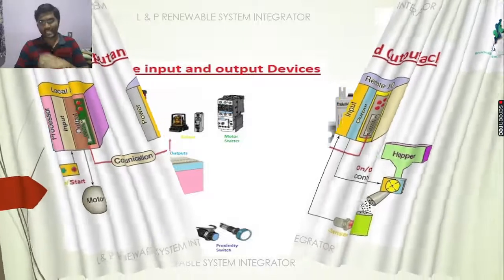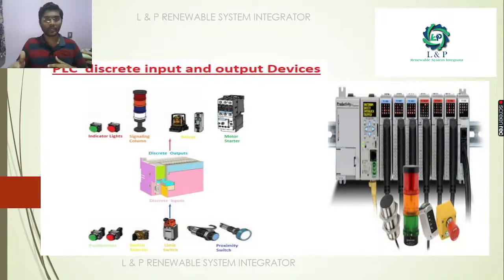Let us try to have some examples of the PLC input and output modules. We have a digital input. This push button is an example of the digital input. We have a selector switch, this is an example, and proximity switches are another example, and a limit switch is also another example of the digital input. And if you go for a digital output, indicator lights are an example of the digital output. A signaling column is also a light. And if you want to operate any relay, that is a best example of the digital output module. And we have a motor starter as well. This is one more example of the digital output module.